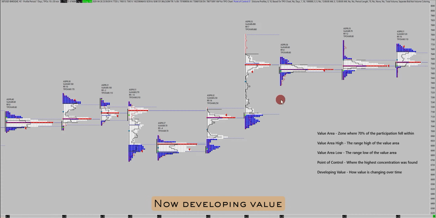Now, developing value is how value is changing over time. Essentially, we're talking about how value is changing from one day to the next. Are we in balance? Are we still within the prior day's value? Are we continually having these overlaps? Do we have days where we're moving outside of value, where we have one day within balance, and then the following day the entire value area is above or below? This is indicating that value is being established at new levels.